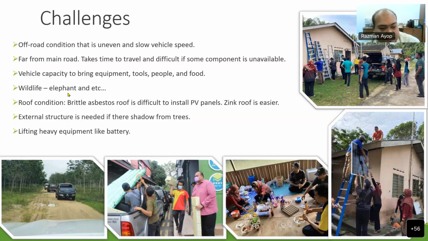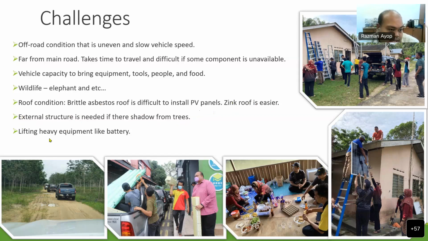You also have to consider the wildlife there. At that time the problem was elephants, so we had to open the electrical fence to prevent the elephants from entering the location. Another challenge is the roof condition. Some buildings use asbestos, which is brittle and hard to install PV on. But if the house uses zinc, it's much easier. If there is a tree and we cannot install on the roof, we need an external structure to prevent shadow from the tree.